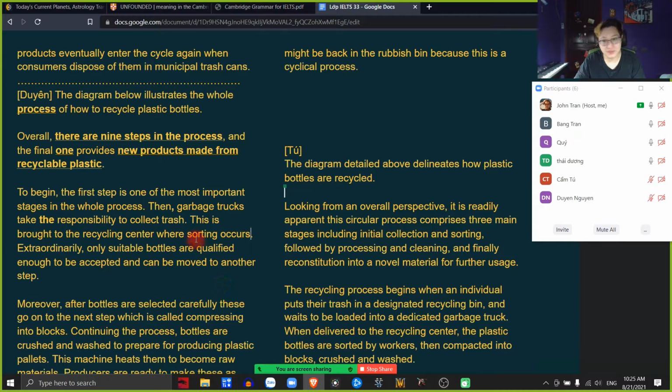So if you say sorting occurs, you do not need to say which one is sorted and who did the action of sorting, right? You just need to say sorting occurs.